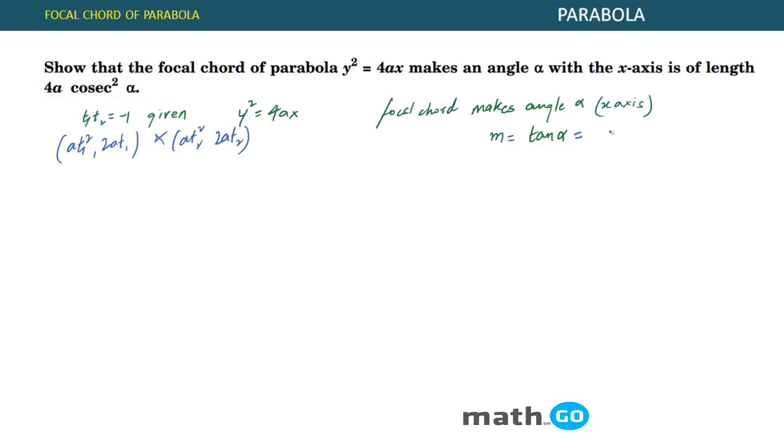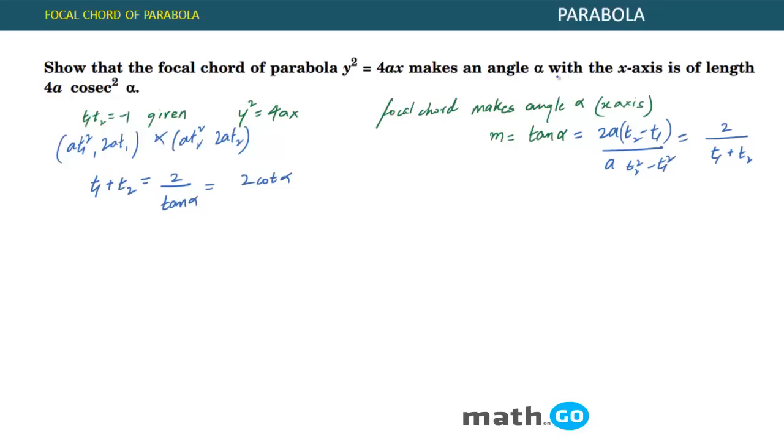So can I say this will be nothing but equal to 2a(t2 minus t1) upon a(t2 square minus t1 square). And if you see, this cancels out and gives you 2 by (t1 plus t2). This is given to you that tan alpha is 1 upon (t1 plus t2). Or in another way, I can say that t1 plus t2 is 2 by tan alpha, or 2 times cot alpha. Any problems till now?